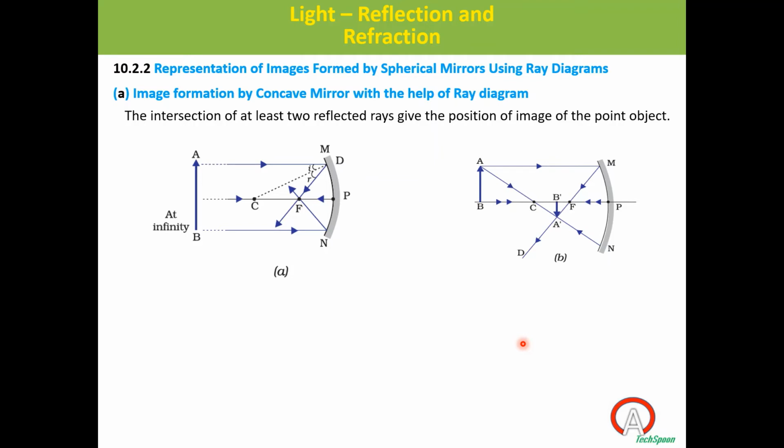Okay. How can you find out whether you will get an erect image or an inverted image? Erect means straight. Inverted means upside down. Right? How can you find out? Anybody knows? By seeing the object.